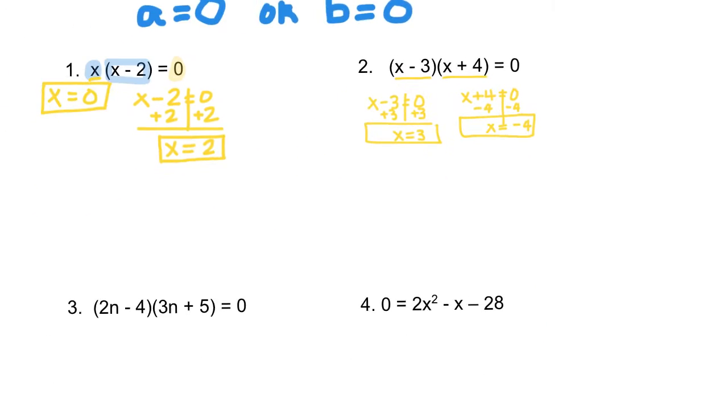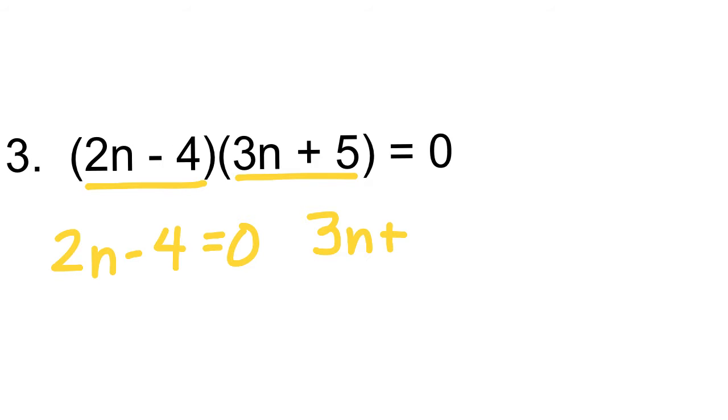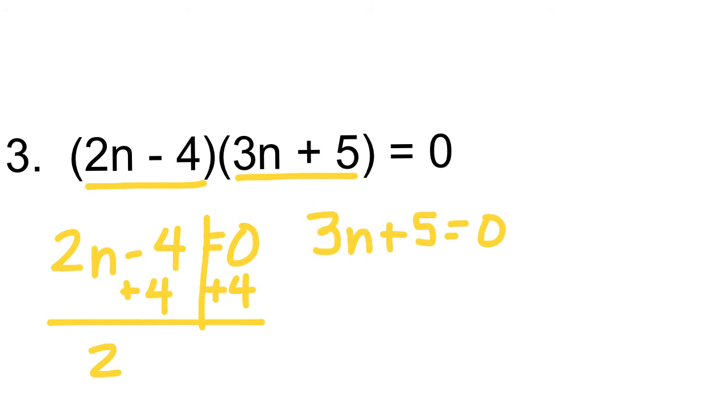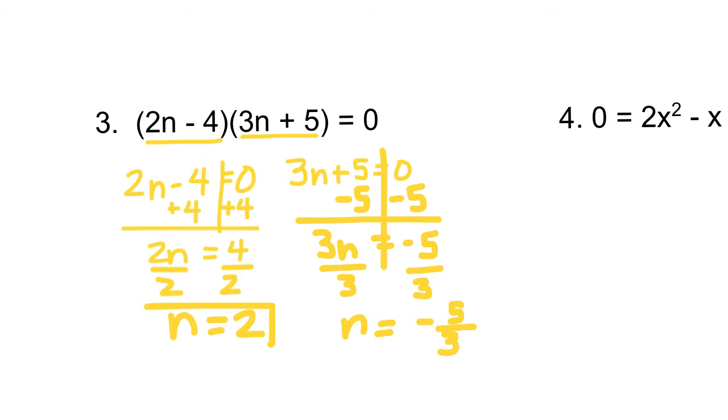Let's go on to number 3. The two factors are 2n minus 4, and we'll set that equal to 0. One of these must be equal to 0. 3n plus 5 equals 0. Now simply solve, isolating the variable. Pause the video here and continue solving. Our two solutions for number 3 are n equals 2, n equals negative 5/3.